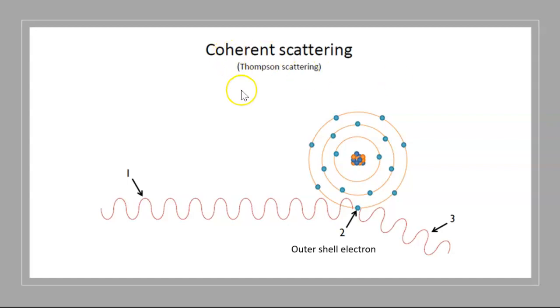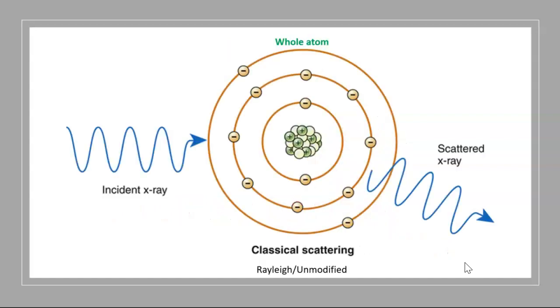All right, here is Thomson scattering, which is a form of coherent scattering. You can see our incident photon coming in and interacting with an outer shell electron, and it changes direction. It doesn't ionize, it doesn't remove it, it just interacts with it and then spits out a photon in a different direction. That's called Thomson. Then we have classical scattering, called Rayleigh or unmodified. An incident photon comes in, the whole atom gets affected, and then it spits out a scattered photon in a different direction. No removal of an electron, no ionization, and it's at very low kVp.